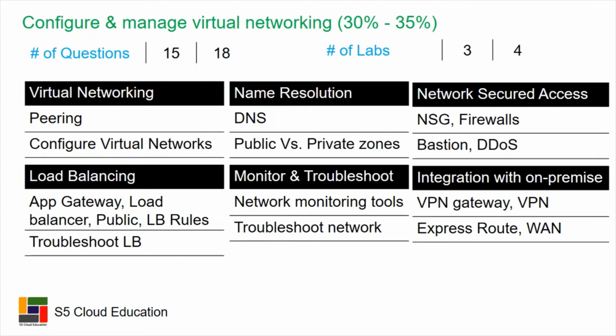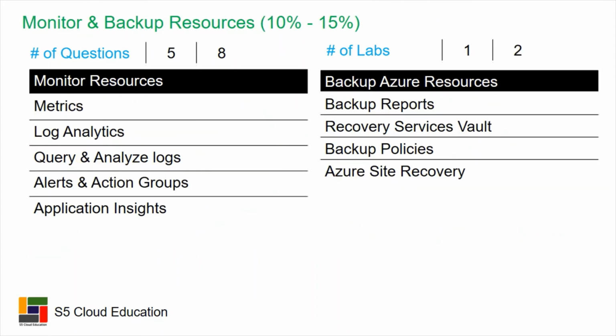Last but not least, monitoring and backup resources is an objective with a 10% to 15% allocation which lists 5 to 8 questions and 1 to 2 labs at maximum. Even though this section has less allocation, the most important skills needed are to enable proactive monitoring of resources, analysis, and configure necessary actions at the time of an alert.